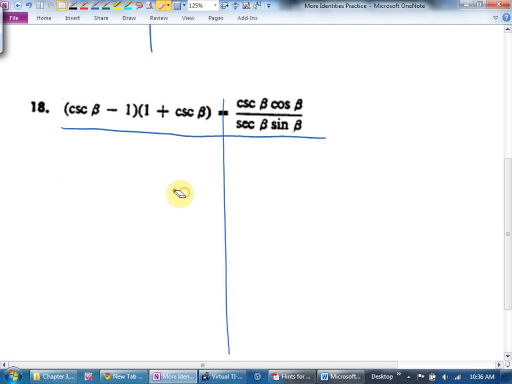I'm going to go boom, boom, boom, boom. We're going to have cosecant times 1, which is just cosecant beta. We're going to have cosecant times cosecant, which is cosecant squared beta. And we're going to have negative 1 times positive 1, which is negative 1. And we're going to have negative 1 times cosecant, which is minus cosecant beta. And Dylan, maybe this is what you were seeing and I misunderstood you. Can you see I have cosecant? Blah, blah, blah. Take away cosecant. These are definitely going to cancel. In fact, what I'm left with is cosecant squared beta minus 1.